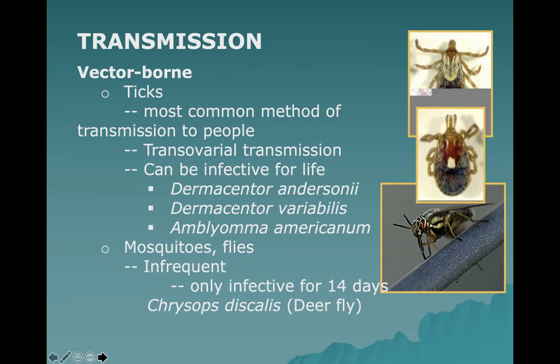The mosquitoes and flies are infrequent vectors of disease in humans and are only infective for 14 days, in contrast with the lifetime infective stage that the ticks usually have to transmit the Francisella to humans. But among flies like the Chrysops discalis, also known as the deer fly, the fly can only be infective for 14 days.